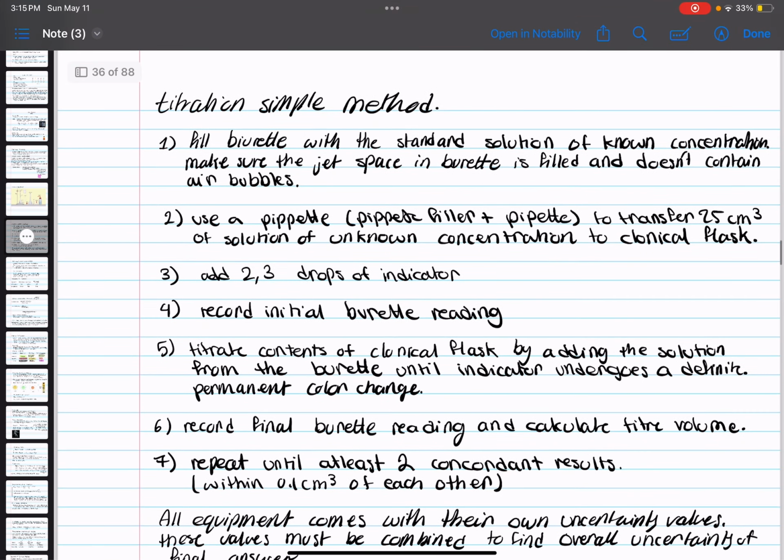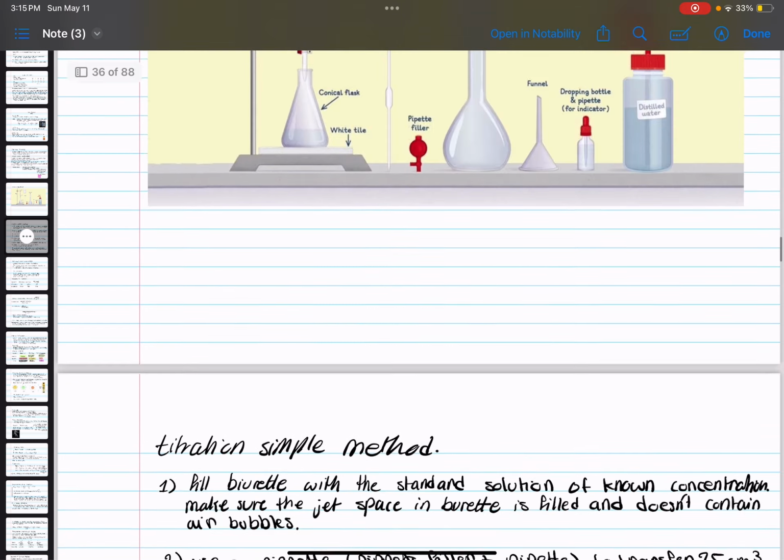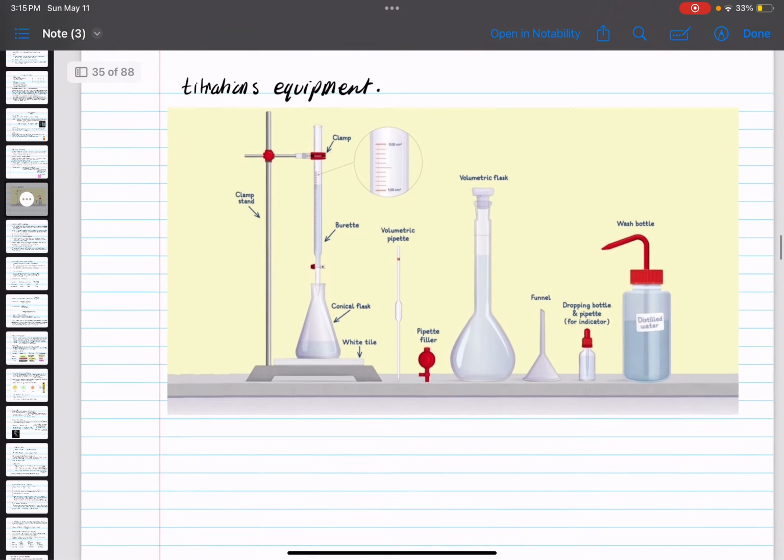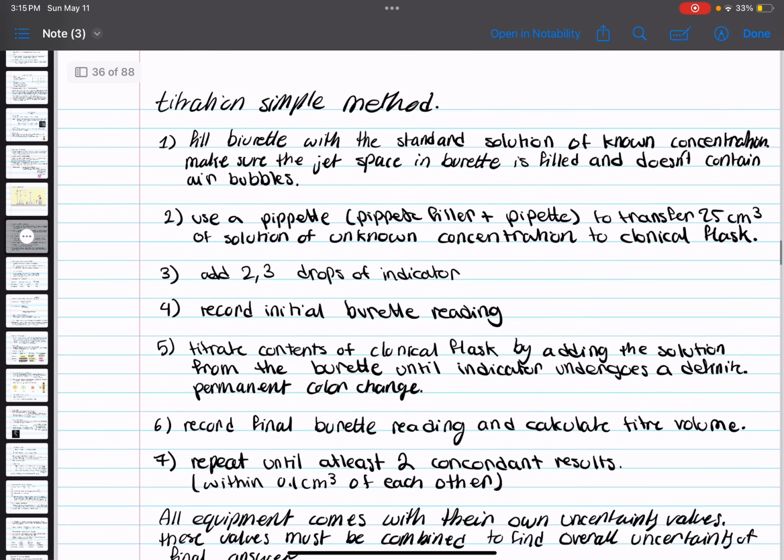Okay, so the simple titration method is that you fill the burette with a standard solution of known concentration. Make sure the jet space in the burette is filled and doesn't contain air bubbles. The jet space is actually this part. So you make sure that it's filled and doesn't have any air bubbles, and then you use a pipette plus a pipette filler to transfer 25 cm3 of the solution of unknown concentration to a conical flask.